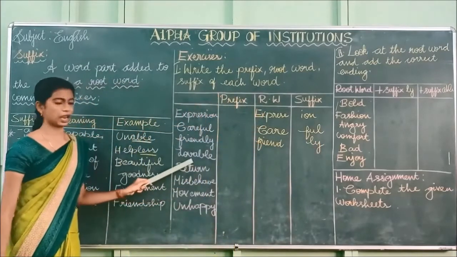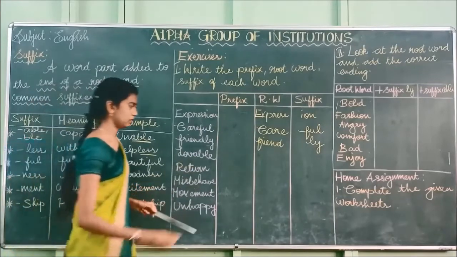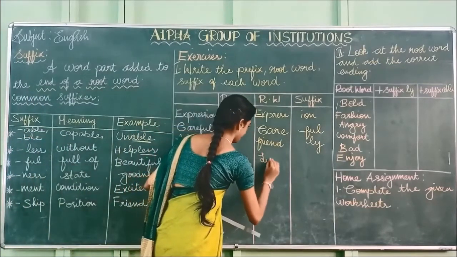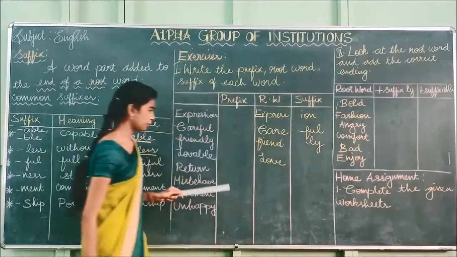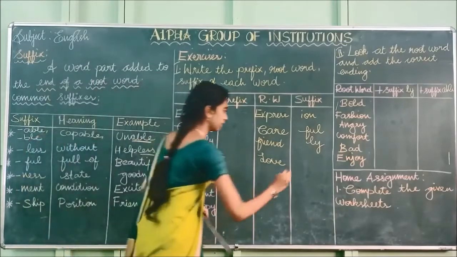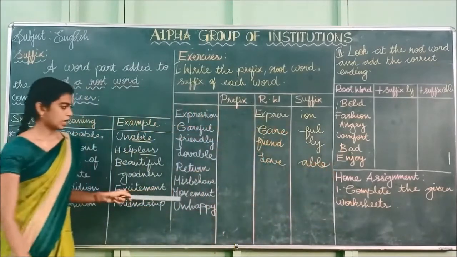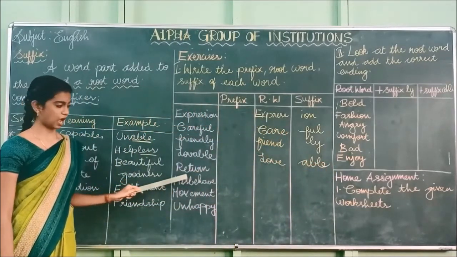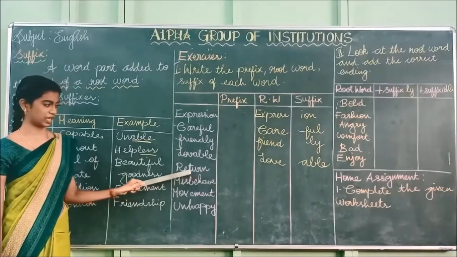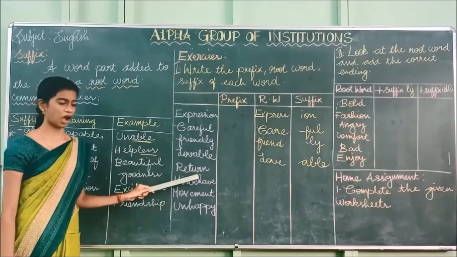And the next one, lovable. So what is the root word here? Love. And what is the suffix in this word? Able, A-B-L-E. And the next one, return. R-E-T-U-R-N. Return. And what is the root word here? Turn, T-U-R-N.